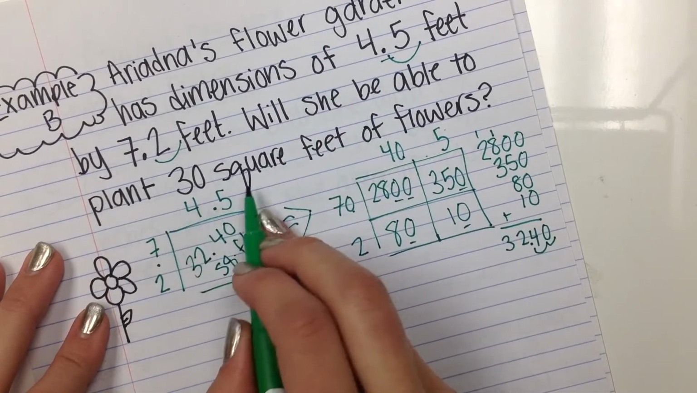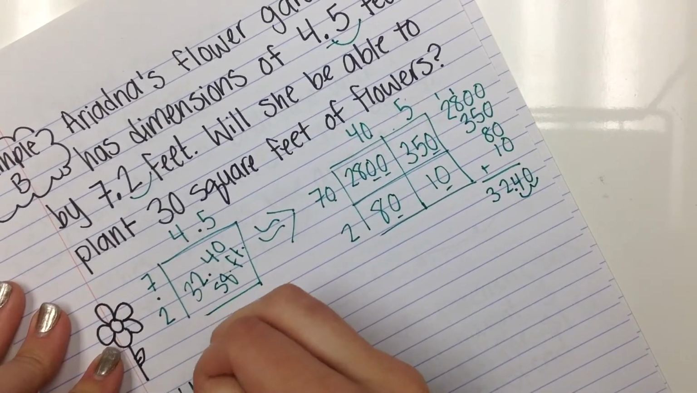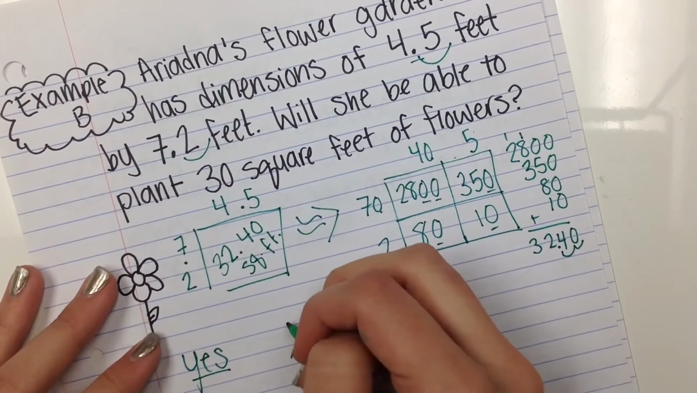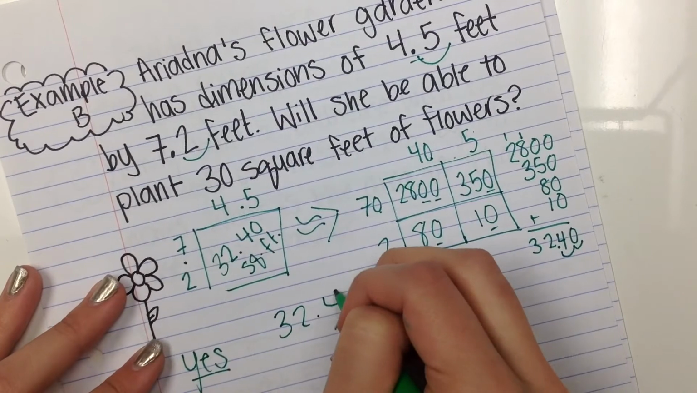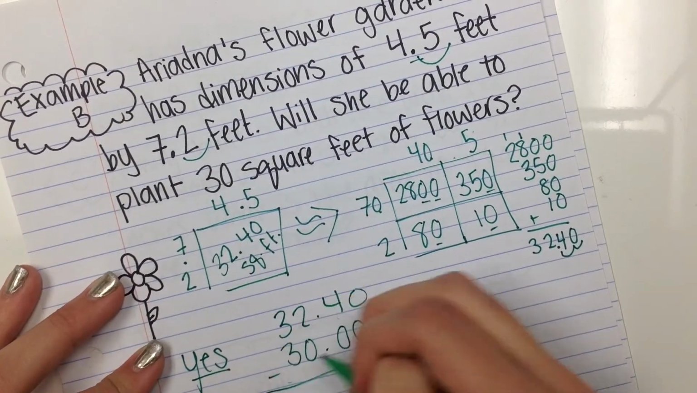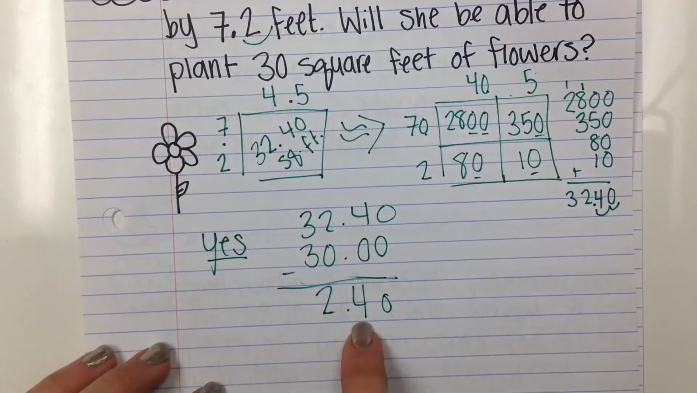Will she be able to plant 30 square feet of flowers? Yes, because the 32 square feet will be bigger. So after she plants that, she'll actually have a little bit of space left over.